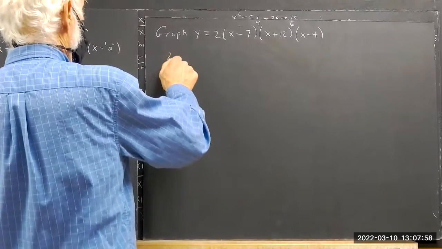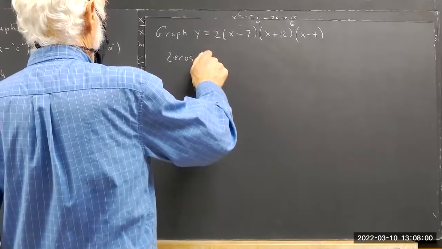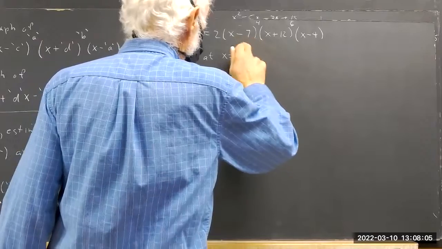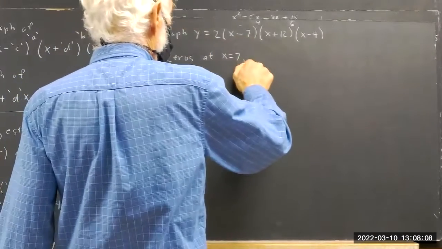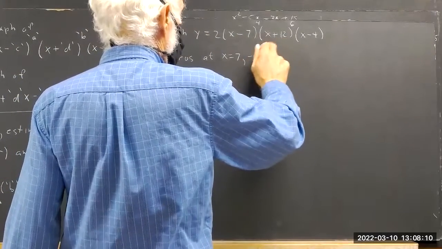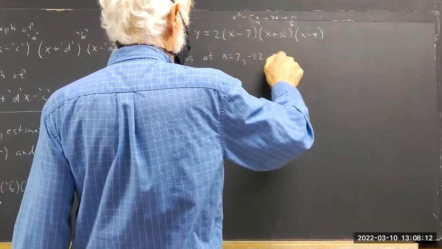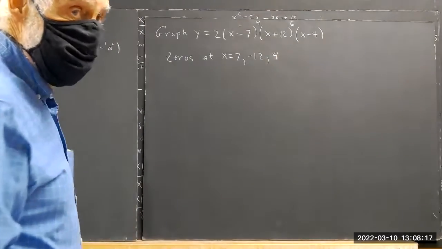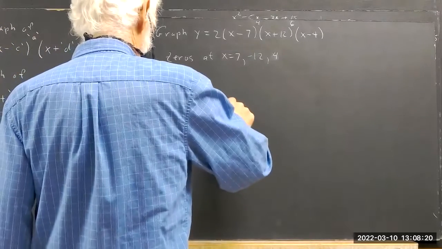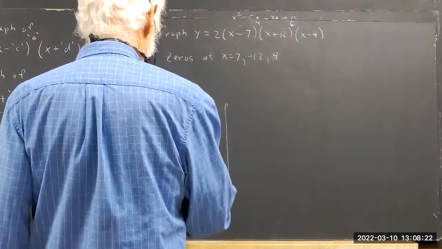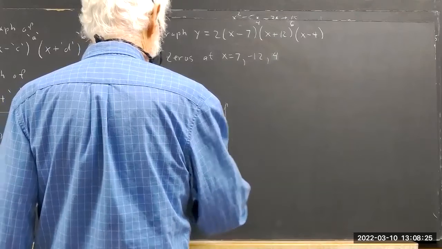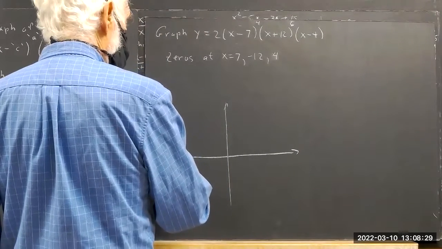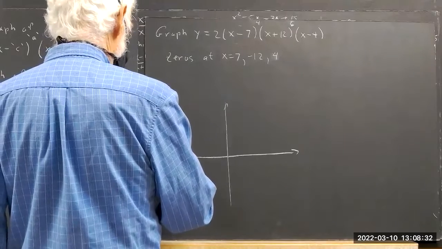There's the zeros. If x is 7, this is 0, makes the whole thing 0. If x is -12, that makes this 0, so the whole thing's 0. And 4. So I can start getting my graph right away. So I have -12, 7 and 4.